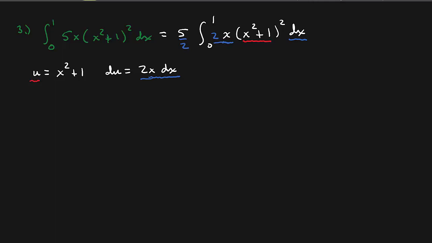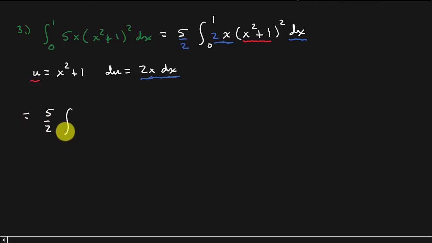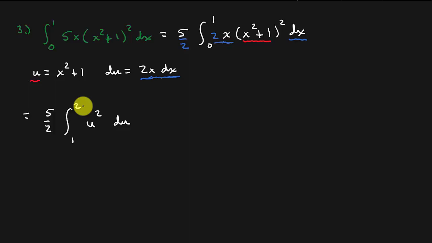Okay, all right, so this is going to give me 5/2 integral, and the x squared plus 1 is going to be replaced with u, so that's u squared. And then the 2x dx is going to be replaced with du. And now I can use the power rule. And that is going to go from 1 to 2. All right. Now, you're probably thinking, what just happened?